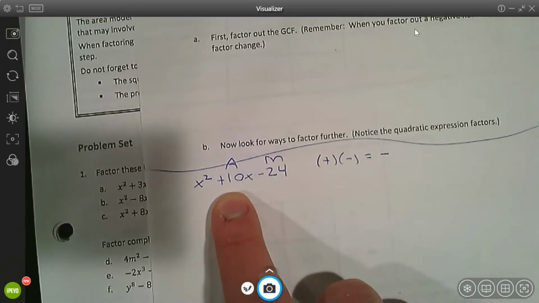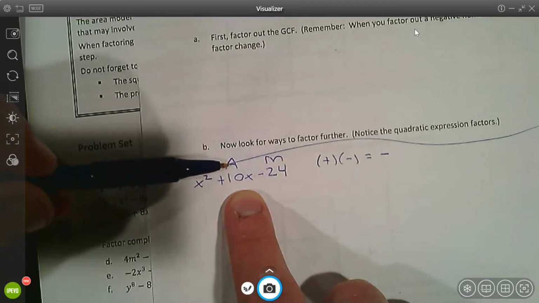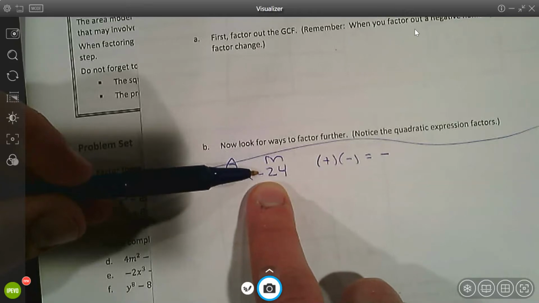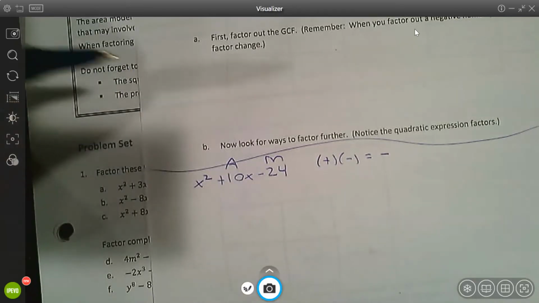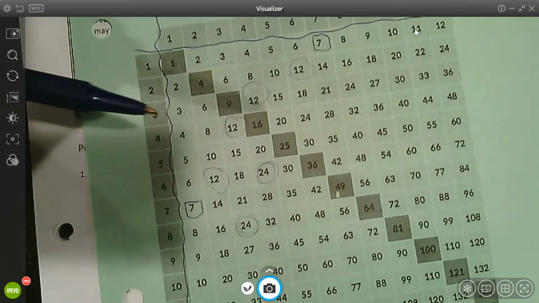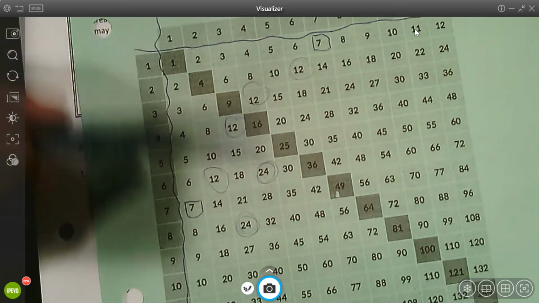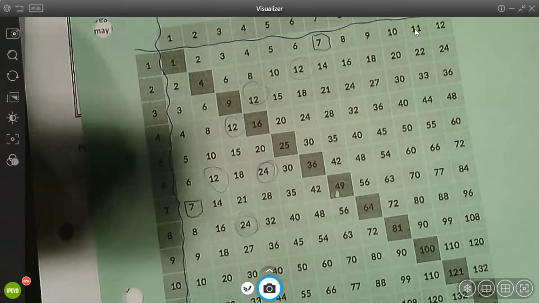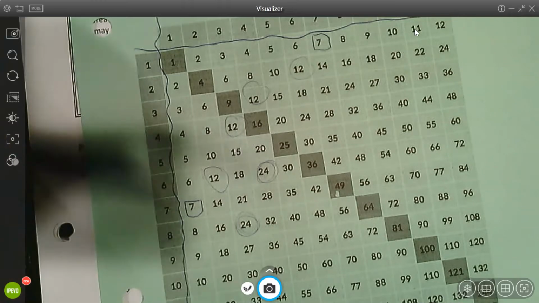So really what I need to focus on is numbers that subtract to give me 10, because this is a minus. Subtract to give me 10. So when I go back through those factors of 24, 6 minus 4, they're 2 apart. 8 minus 3, they're 5 apart. 12 minus 2, they're 10 apart. These are going to be my magic numbers here, the 12 and the 2.